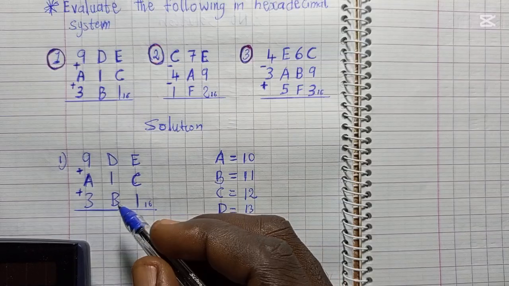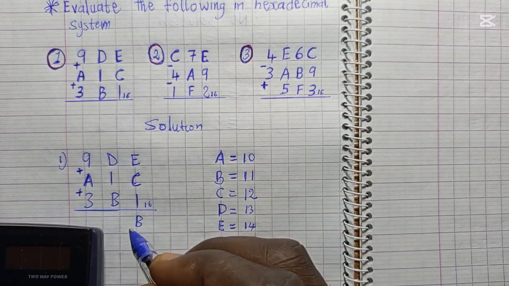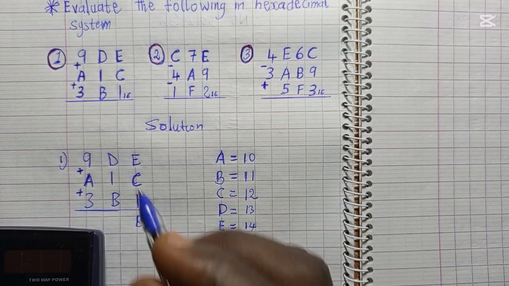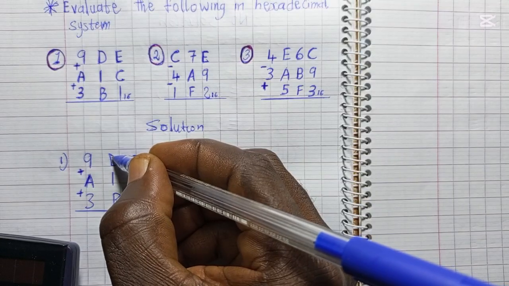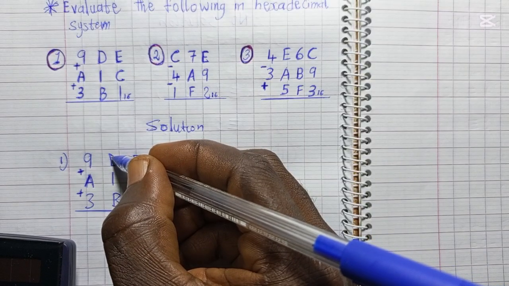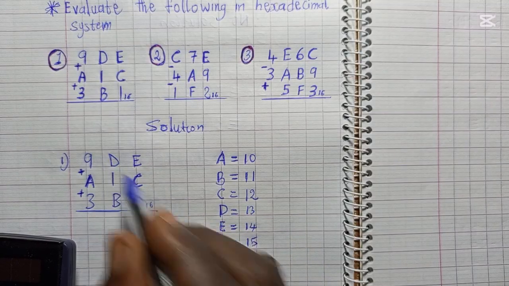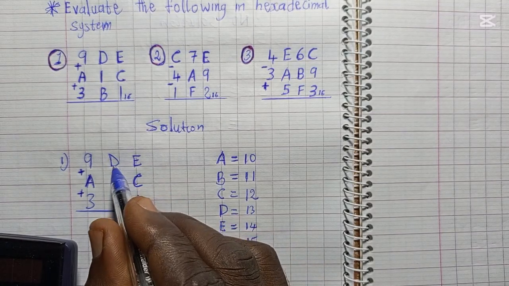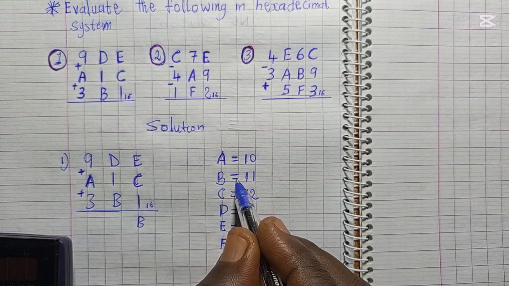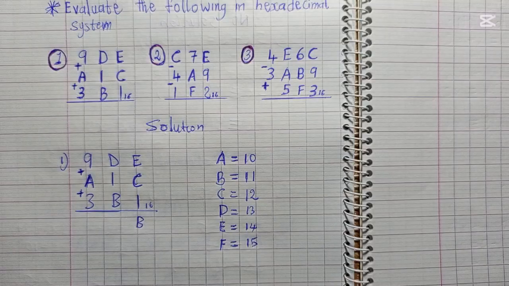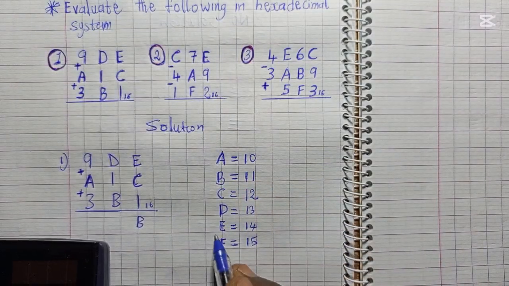Remember 16 goes in 27 once. That once we are going to bring it here and add it to D. D is 13. 13 plus 1, that is 14. 14 plus 1, 15. 15 plus B. B is 11. 15 plus 11, that is 26.